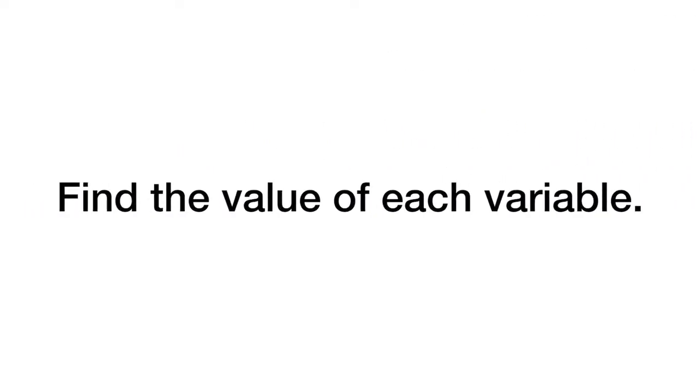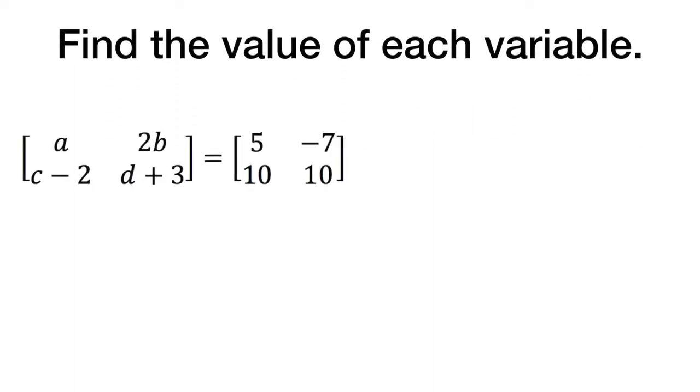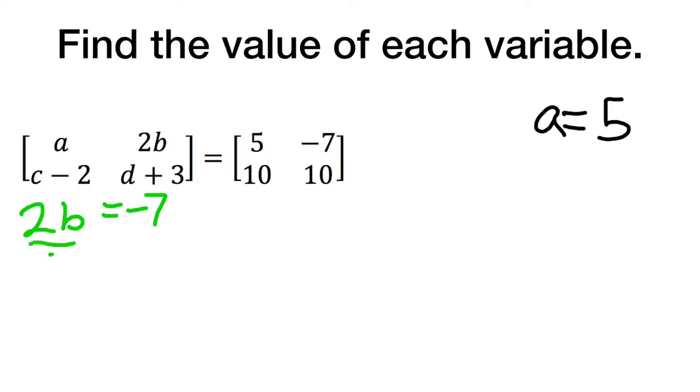Now let's try this. We want to find the value of each variable. Now when we have variables, just remember, A is the equivalent spot as 5, 2B is negative 7, and so on and so forth. So I can already say that A equals 5. But now we need to solve. So I know that 2B equals negative 7, but our answer is not 2B. So I divide by 2. B equals negative 3.5.